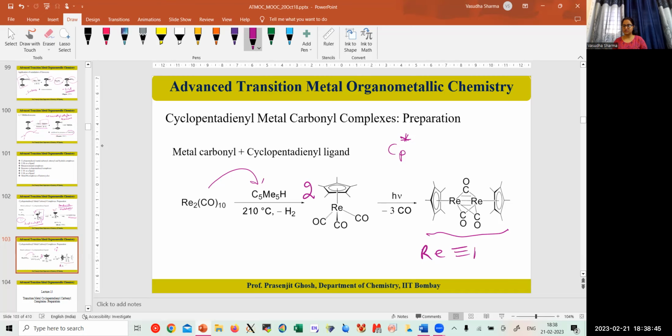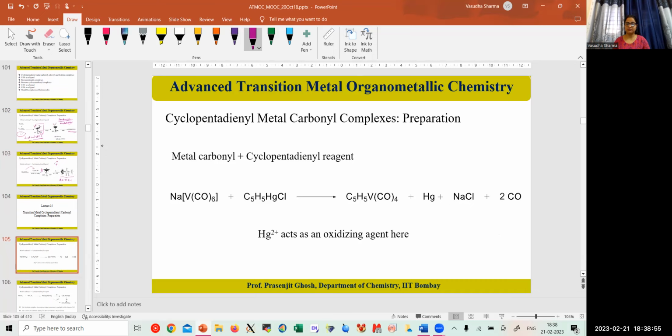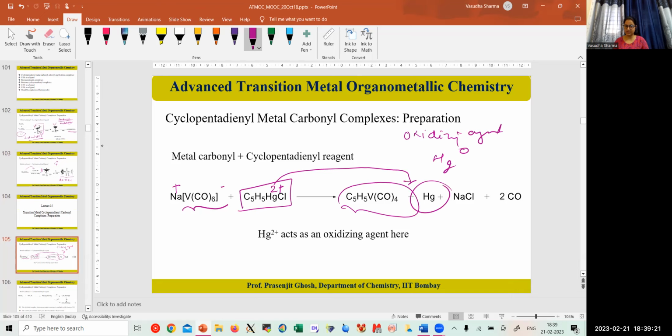Now, the last lecture of week three was about the preparation of metal cyclopentadienyl carbonyl complexes. There are certain other methods also, where we have a vanadium carbonyl complex with a negative charge outside, because sodium is positive. In the presence of this C5H5HgCl, where Hg, which is 2 plus in nature, gets reduced to Hg0. That means it's a strong oxidizing agent. And when we have a strong oxidizing agent, we will form the C5H5 vanadium.